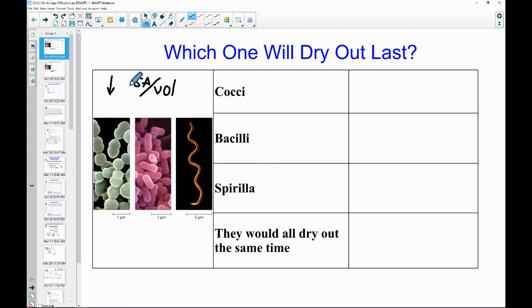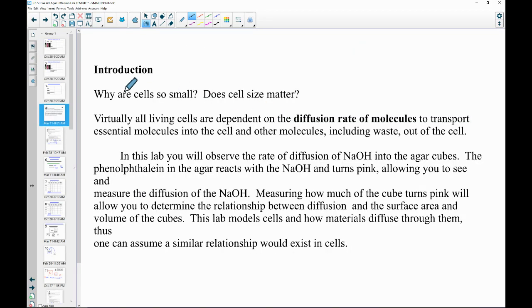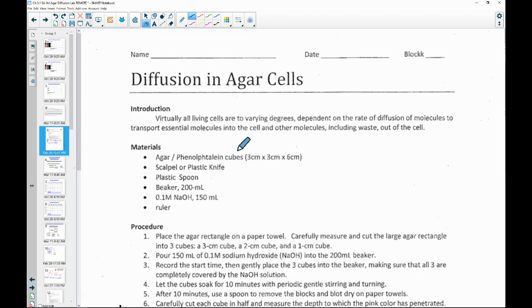Surface area to volume ratio affects how fast materials move in and out of the cells. It affects diffusion rate, and that's why it matters. Cells are small, size and shape matters. We looked at shape yesterday because all cells are dependent on diffusion rate of molecules. That's why we have enzymes. Reactions need to be fast for life to continue. We need to move materials in. We need to move waste out. Buildup of waste is just as dangerous as not getting enough materials that you need.